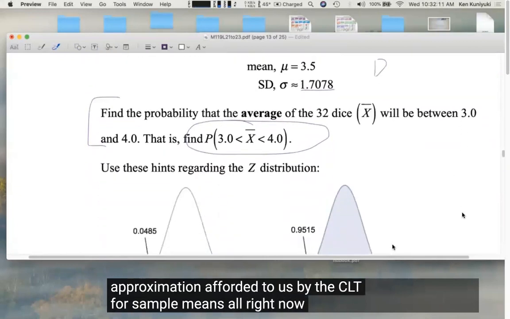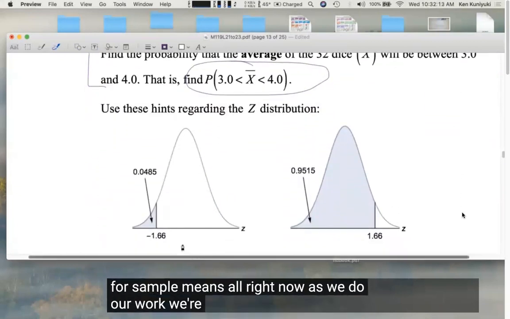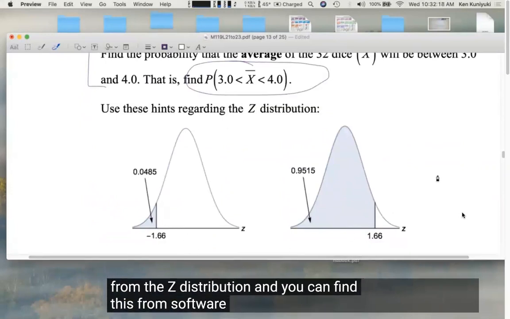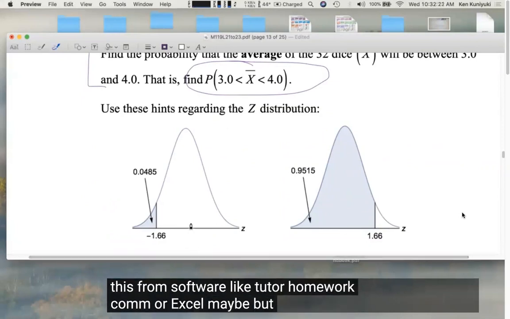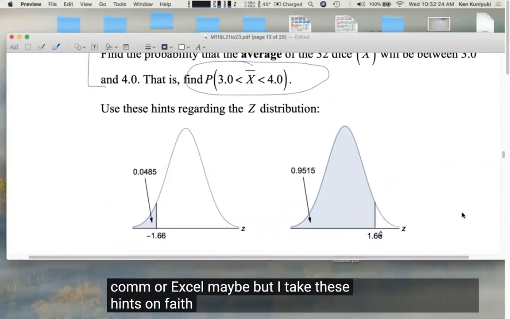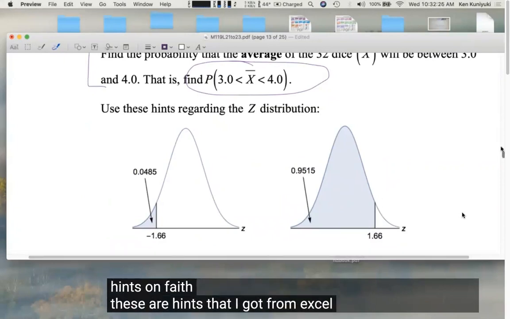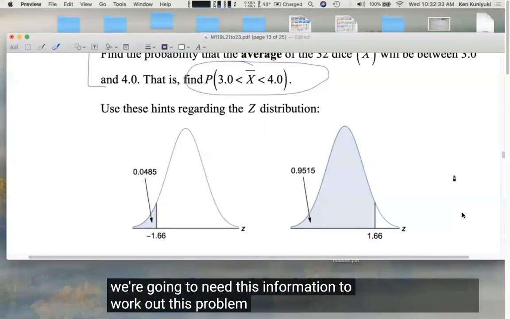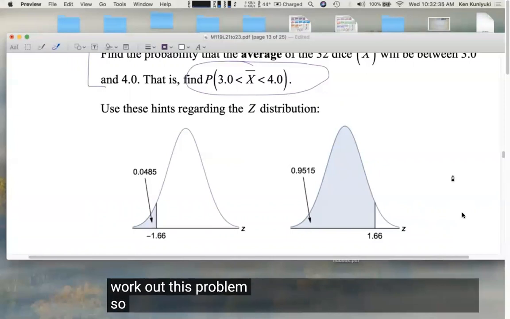All right. Now, as we do our work, we're going to need these hints from the Z distribution, and you can find this from software like tutorhomework.com or Excel maybe, but take these hints on faith. These are hints that I got from Excel, let's say. We'll use these later. But we're going to need this information to work out this problem.